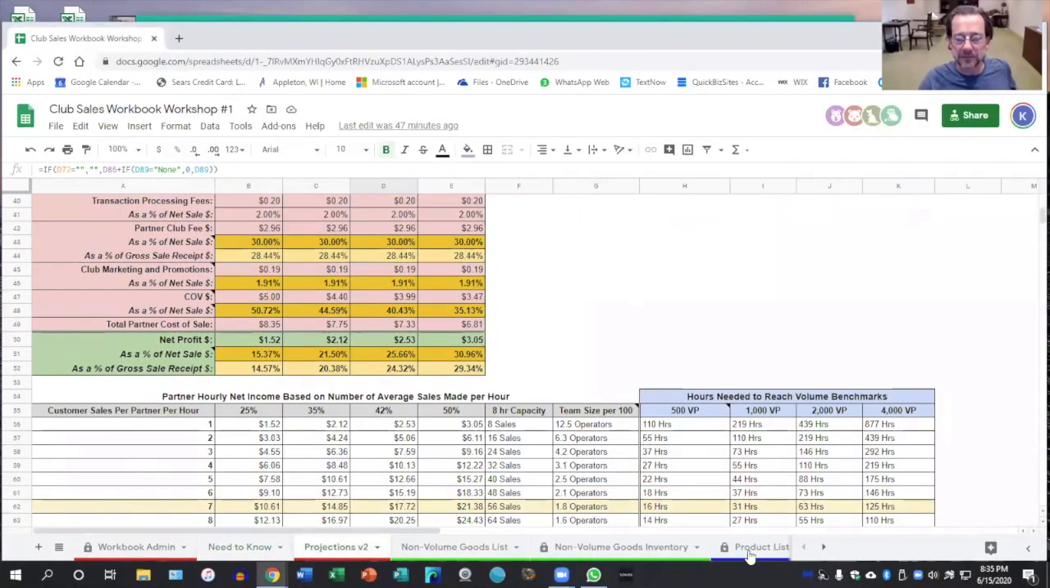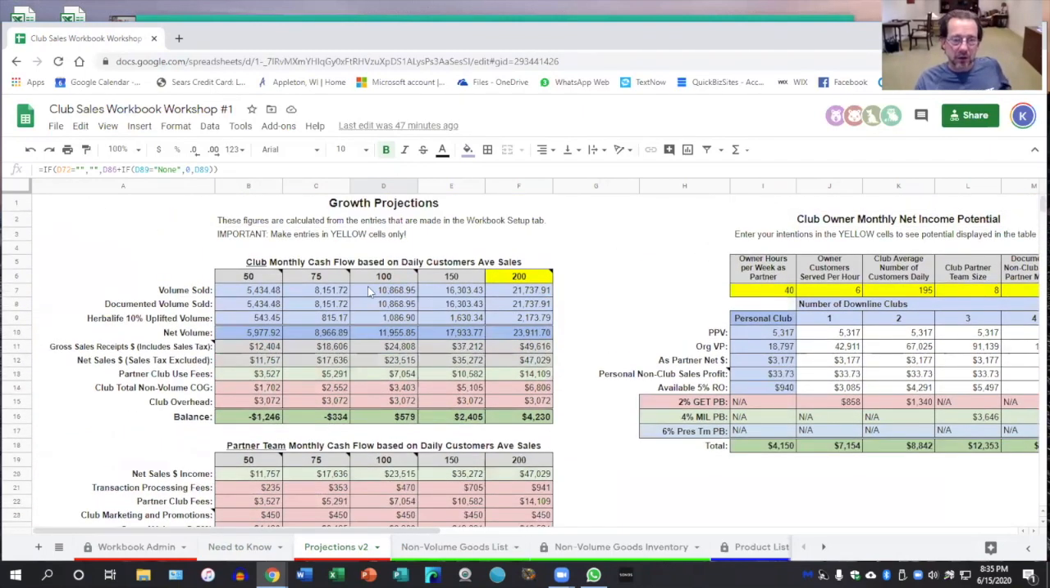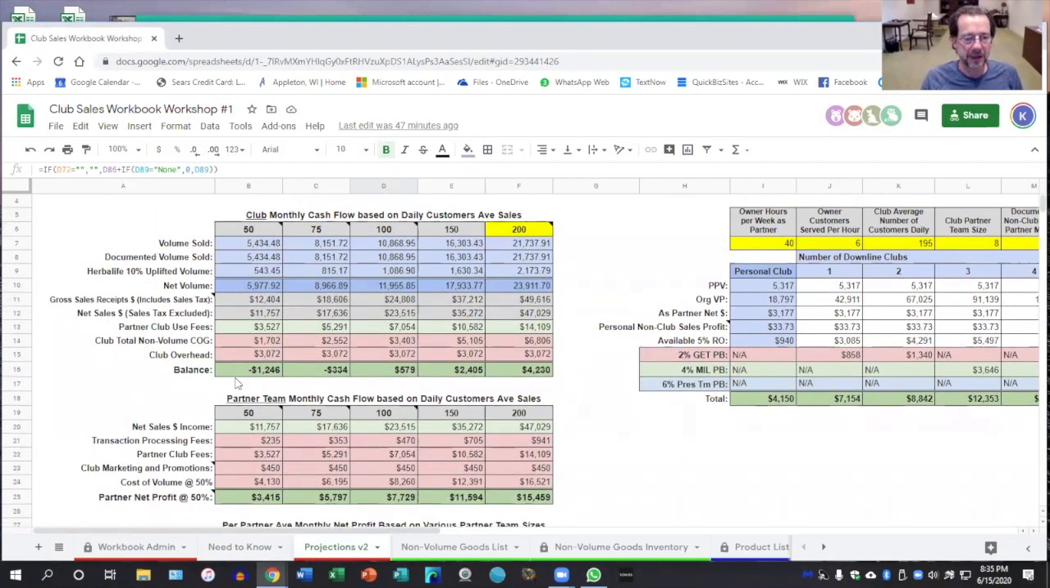Here's an idea. I'm just going to use these numbers, but they could be any other kinds of numbers. You could be saying to your team, look, guys, the club fee, the transaction or the partner club fee is 30%.